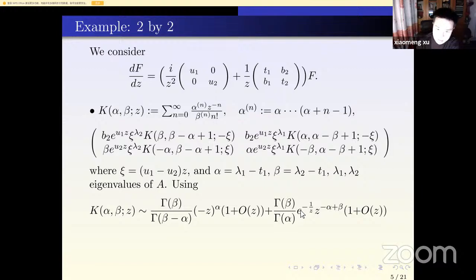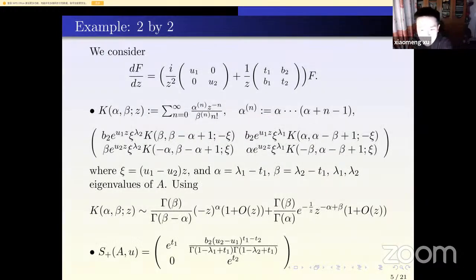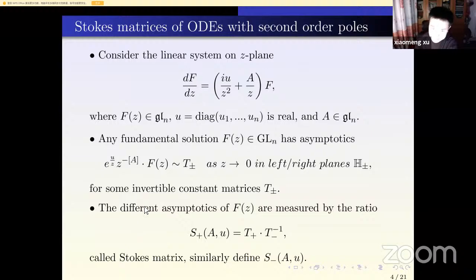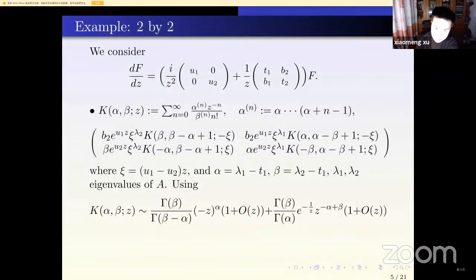And using this asymptotics, one can easily find the different asymptotics of this fundamental solution on the left and the right half planes. In the end, by taking the ratios of these two different asymptotics, one can compute the Stokes matrix. Such a 2x2 matrix is given explicitly by the following formula. This is basically the definition of Stokes matrix from the first slide restricted to this 2x2 case. So this is quite explicit.